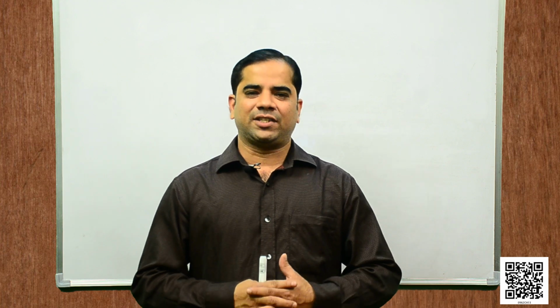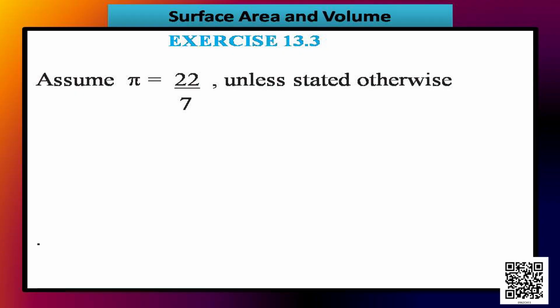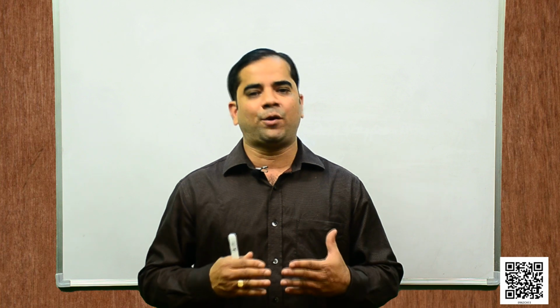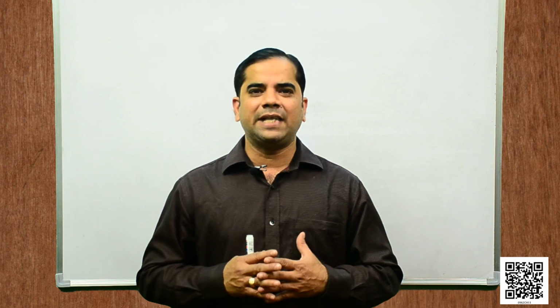Students, let us now discuss exercise 13.3. Here we will assume pi as 22 by 7 unless stated otherwise. Okay. So, when the question says that pi is equal to 3.14, then we will take pi is equal to 3.14 for our calculation. Otherwise, pi is equal to 22 by 7 for this exercise. Okay. So, let us now solve question number 1.